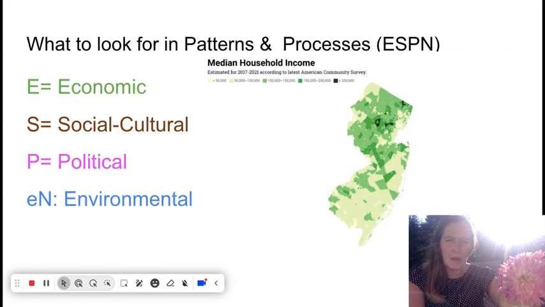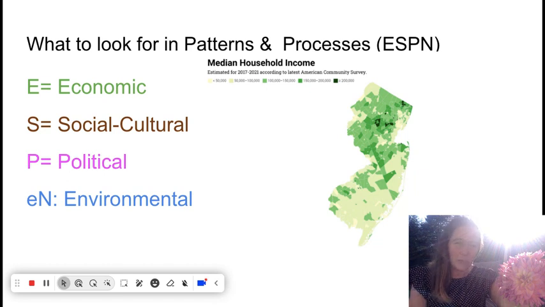So there's another trick when you look for patterns and processes. AP Classroom suggested this acronym, ESPN. I mean, I like sports, so that works, but they're sort of shady because the N is really environmental. But if it helps you remember, there's other ones we'll learn probably in a week or two that are similar. When you look for patterns, look for economic patterns, right? Things that deal with income, money, taxes, resources, right? Things like that. So I made that green.